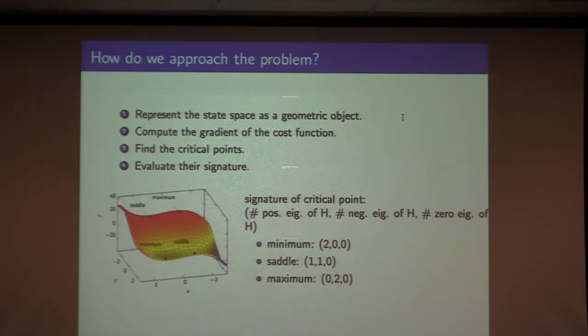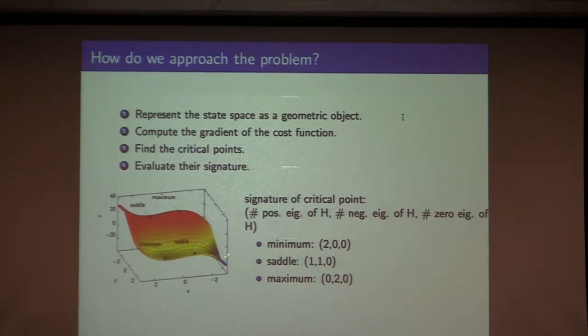Okay, so here is a brief summary of the approach. In the next slide I'm going to represent the state space as a geometric object. Even though I said this a few times, we're going to see that truly it's an optimization on the Grassmannian, on the set of subspaces. I'm going to compute the gradient of the cost function, which will be easy enough, find its critical points, and then evaluate their signature.